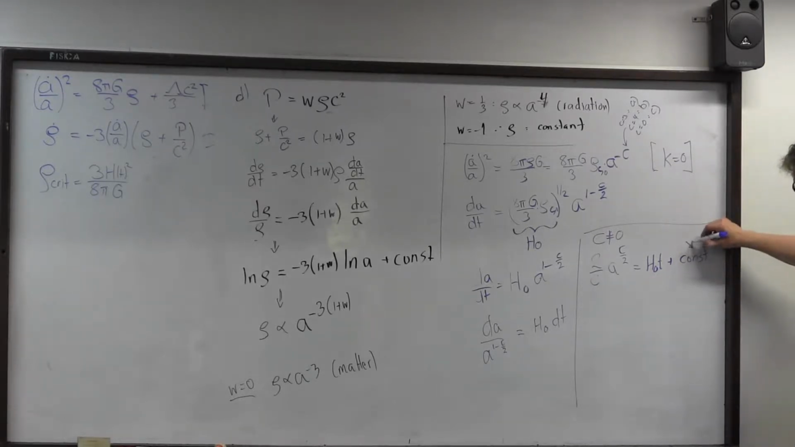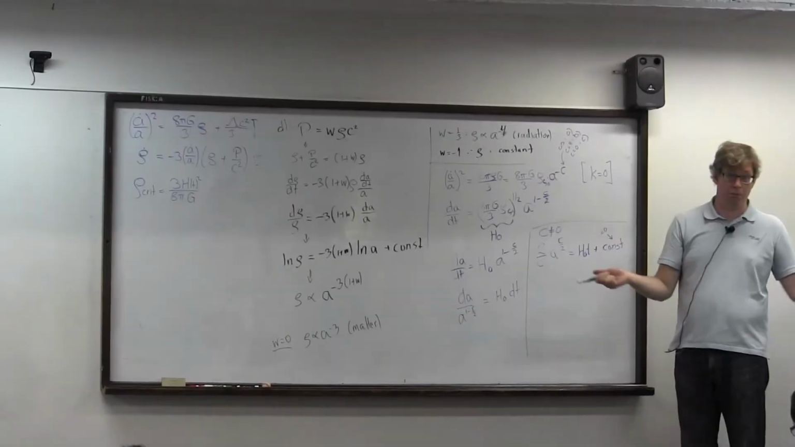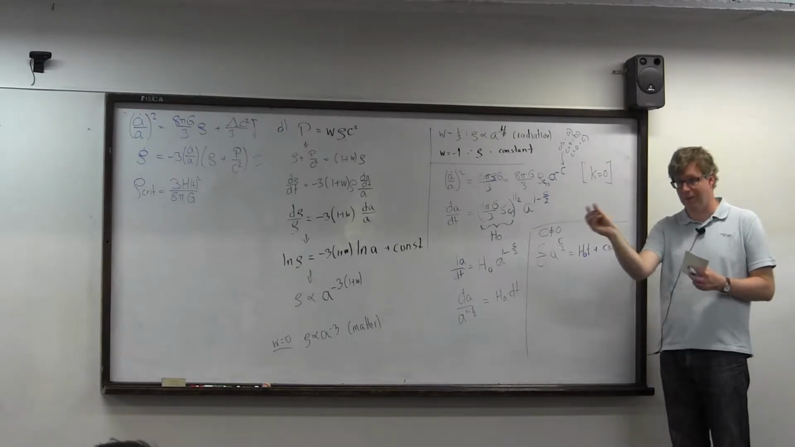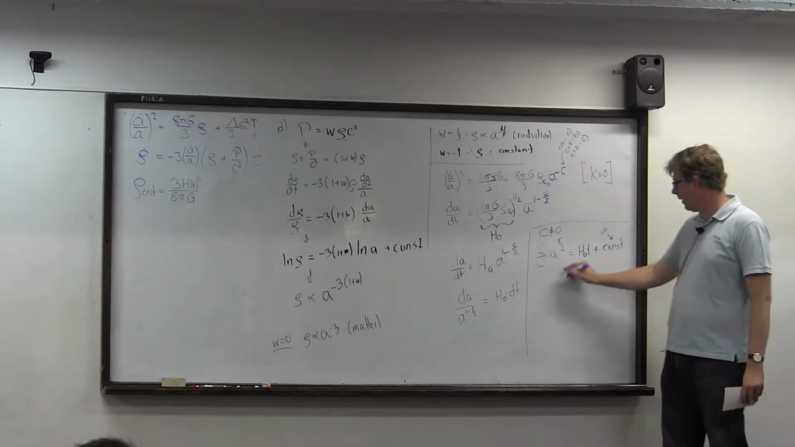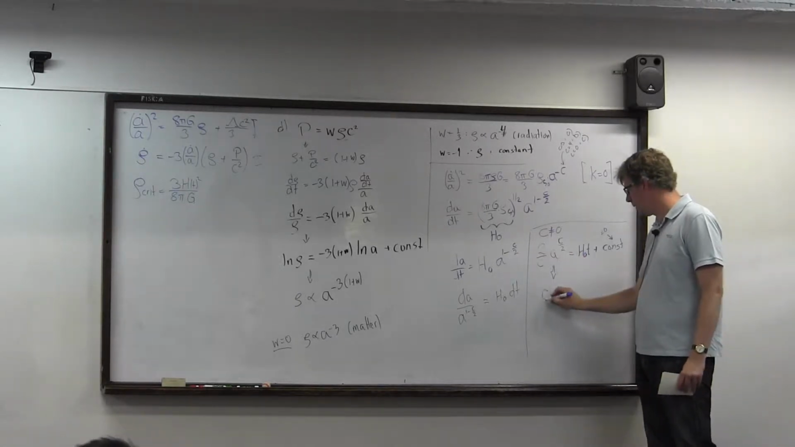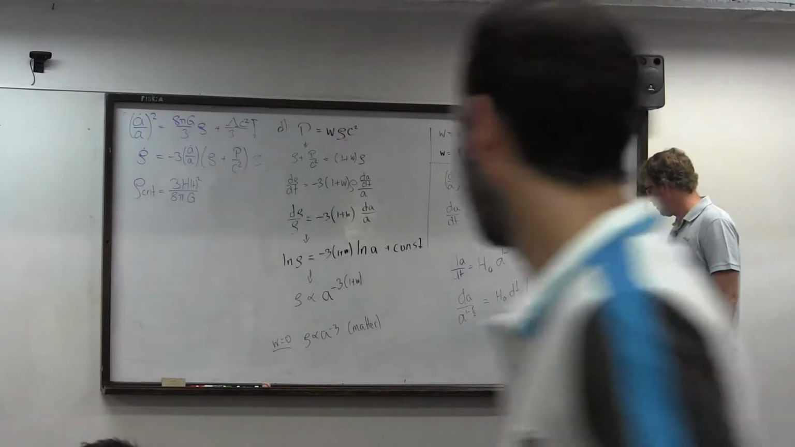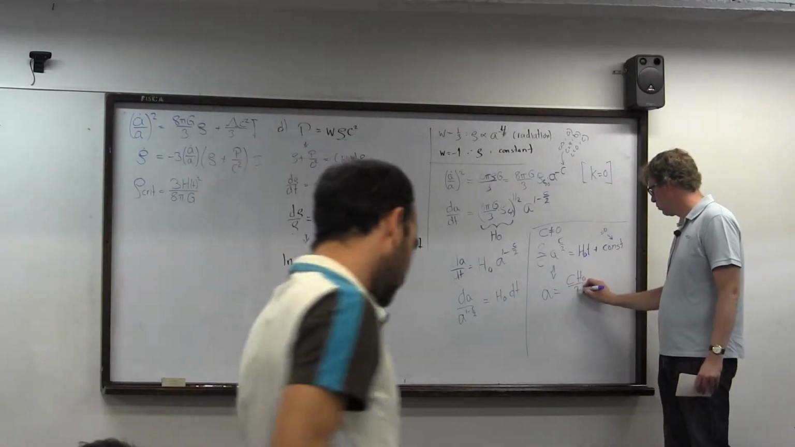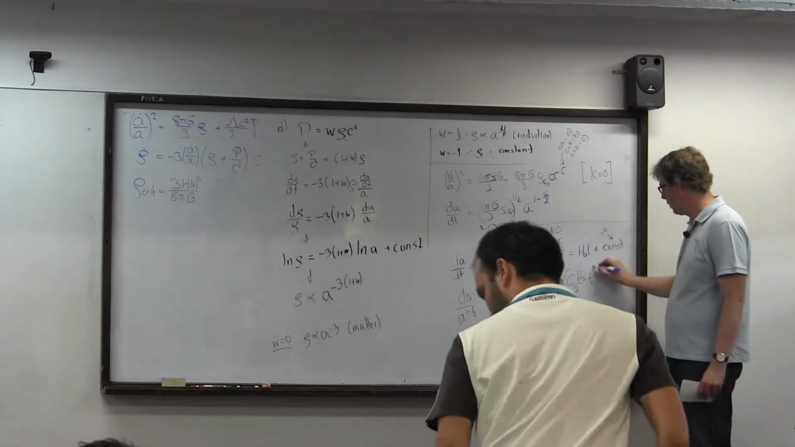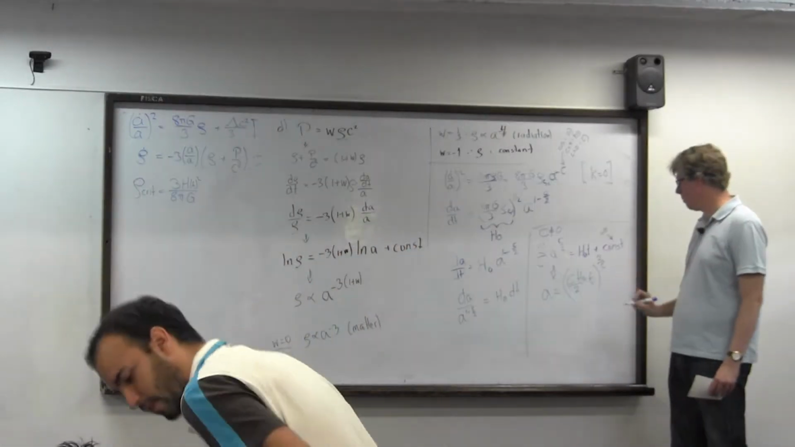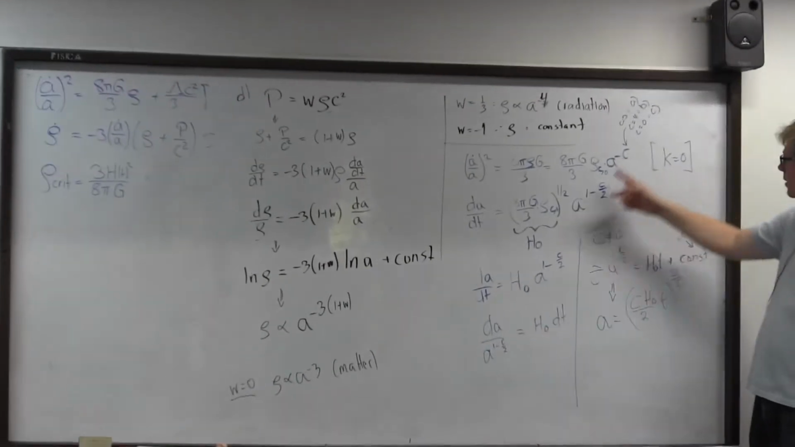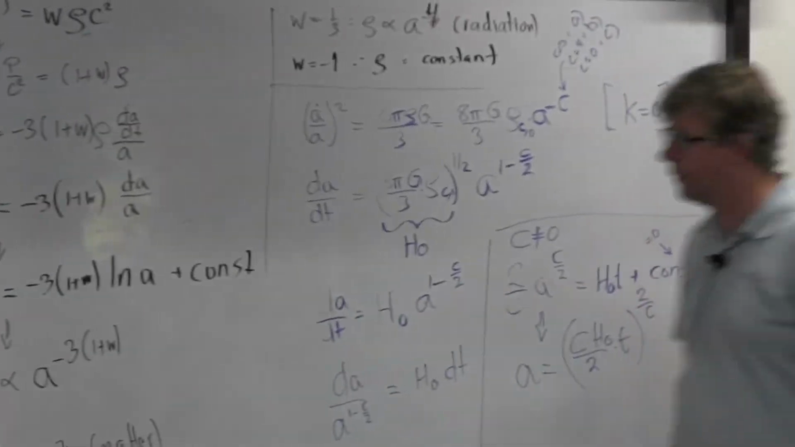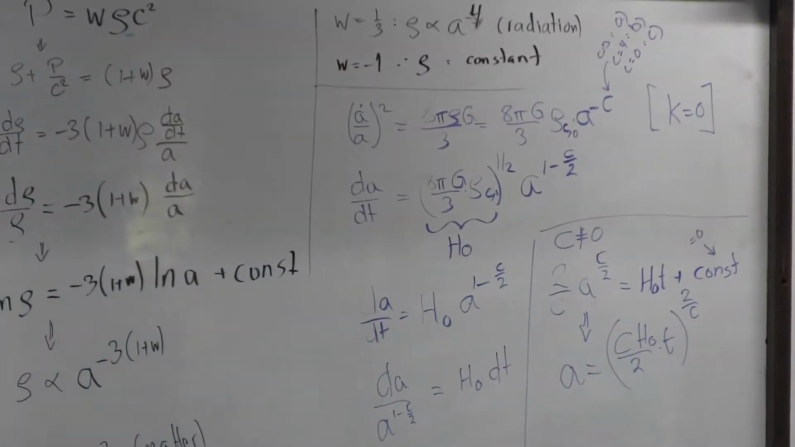This constant is going to be 0, because at the start the universe is supposed to be a point of 0 size, so A has to be 0 when time is 0. And then that gives you that A is (c H naught over 2 times the time) to the power 2 divided by c. And now you can put in c of 3 or c of 4, and you get these two solutions here.